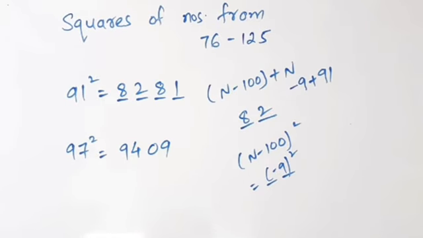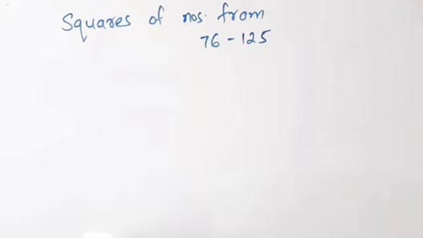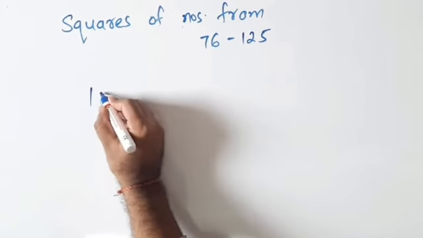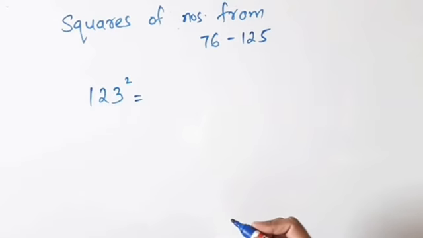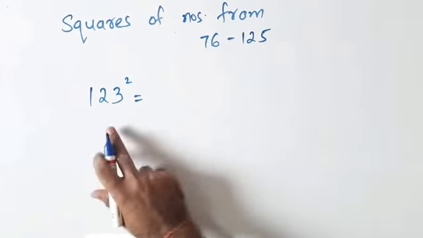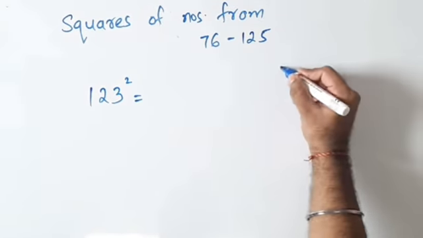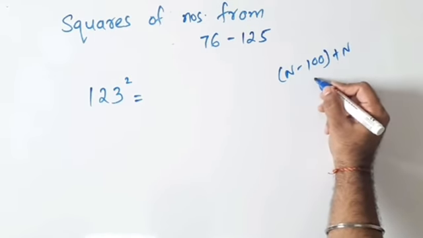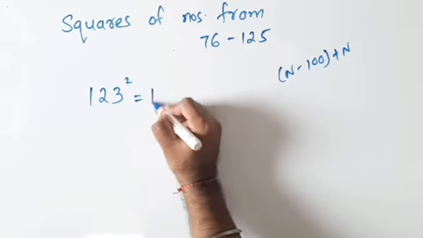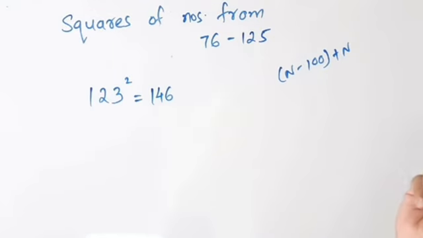Then let me take a number greater than 100. Let us say 123 square. So 123 square, n minus 100 is 23. N minus 100 plus n, this is 23 plus 123, so 146.